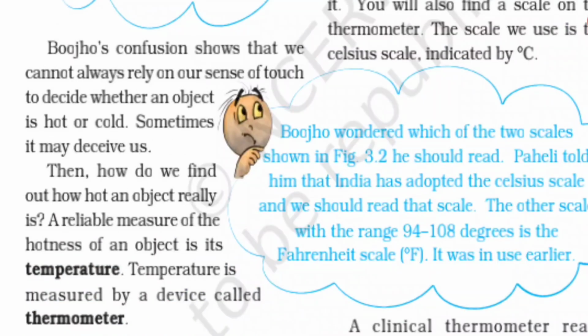This confusion shows that we cannot always rely on our sense of touch to decide whether an object is hot or cold. Sometimes it may deceive us. Then, how do we find out how hot an object really is? A reliable measure of the hotness of an object is temperature. Temperature is measured by a device called a thermometer.